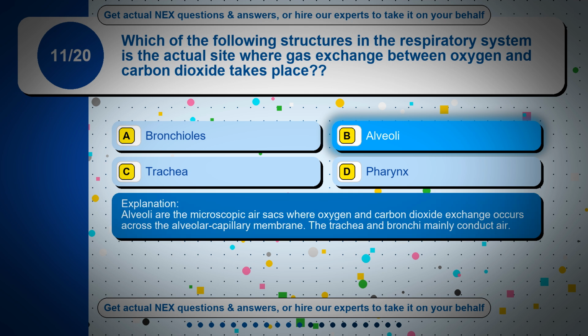Alveoli are the microscopic air sacs where oxygen and carbon dioxide exchange occurs across the alveolar capillary membrane. The trachea and bronchi mainly conduct air.